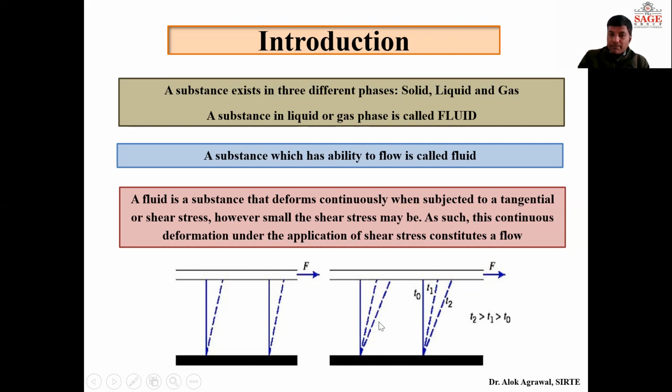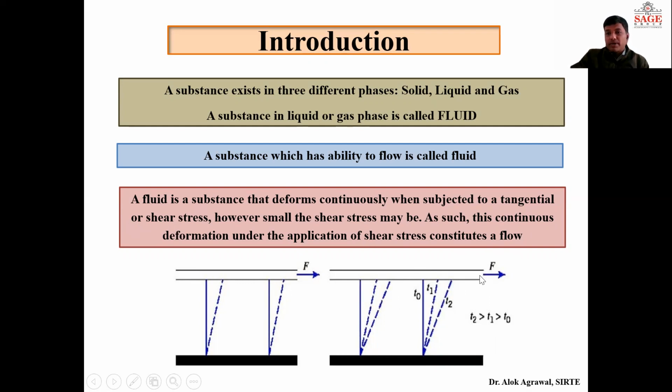But what happens in the case of a fluid? When we apply a tangential force, however small the tangential force is, the fluid element will deform. It will undergo angular deformation, and that deformation continues to grow until we take the force out of the system. Here again it is written: a fluid is a substance that deforms continuously, till the force is applied, when subjected to a tangential or shear stress or force, however small the shear stress may be.